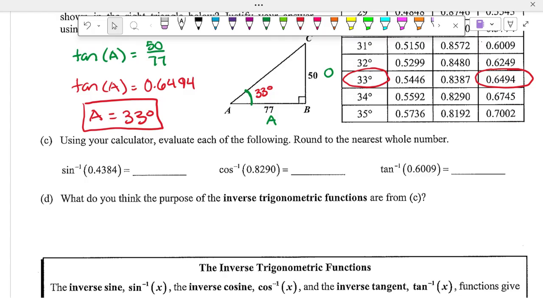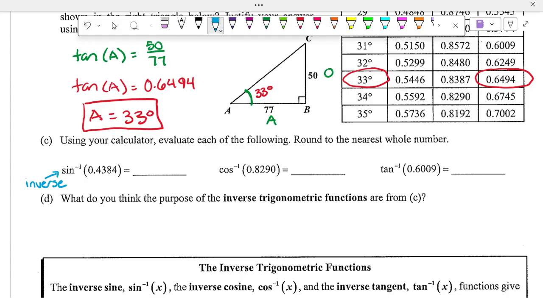So these are what we call arcsine, arctangent, arccosine, which is known as the inverse of them. In other words, it undoes sine, cosine, tangent. So all of these are inverse. So that's inverse sine, inverse cosine, inverse tangent.